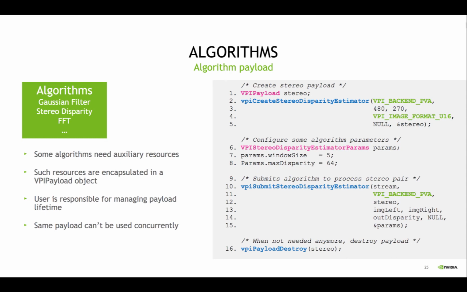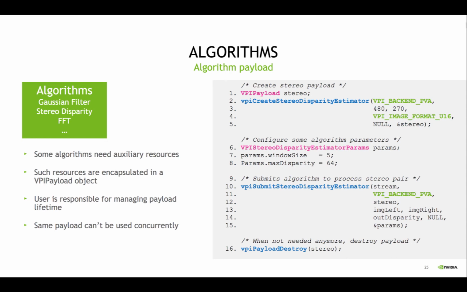On lines 6 to 8, a structure is filled with some additional parameters this particular submit function needs, like the maximum disparity or the search window size. Finally, on line 10, the stereo disparity estimator is submitted to the stream to be executed by the PVA backend. The respective payload is sent along with the input stereo pair, the left and right images, and the VPI image where the calculated pixel disparity will be written to. The parameter structure we filled just then is passed as the last parameter.